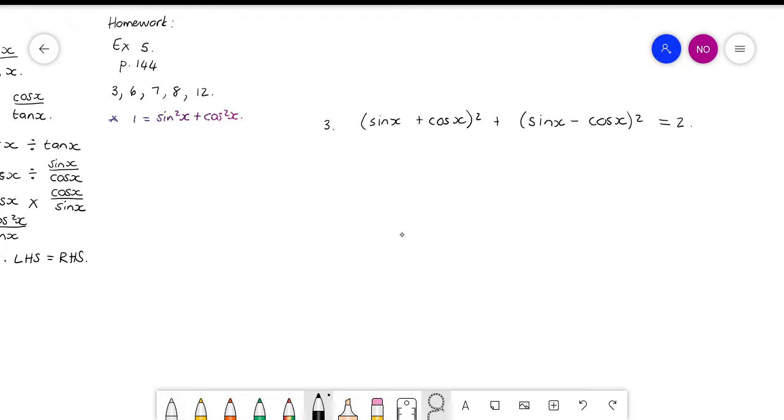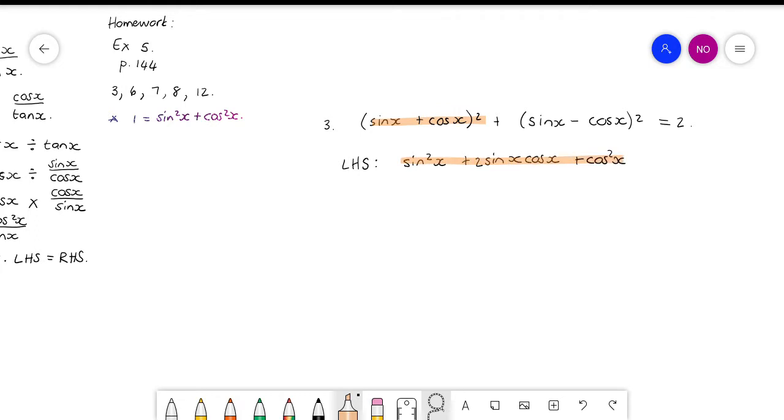So I'm going to start on the left hand side because on the right hand side there's really not much you can do with a 2. Nee? So ek gaan begin aan die linkerkant en sê daai hakie as ek hom kwadreer is sin kwadraat x plus 2 sin x cos x plus cos kwadraat x. All of that is still the first bracket squared. So that thing expands to 3 terms.